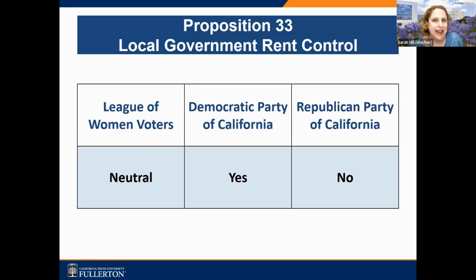The League of Women Voters did not take a position on this one. I think they felt like it kind of could go either way, the pros and cons, so they didn't take a position. They stayed neutral. The Democratic Party of California says yes, and the Republican Party of California says no, very much along the standard lines of the arguments we hear about rent control.